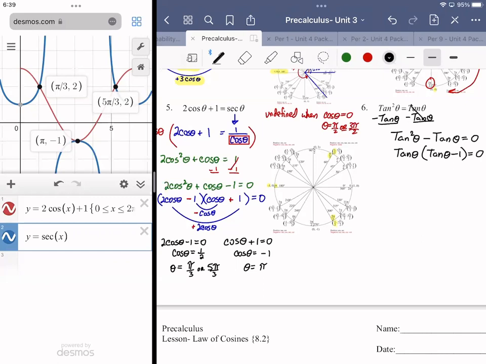All right. So you've got to kind of think of it as if it were t squared minus t. That would become t times t minus 1. So instead of t, we're saying tangent. It's a whole function. Set each factor equal to 0.